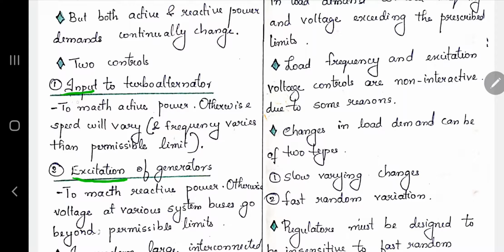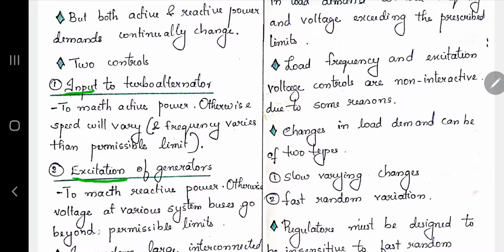Normally the input of the turbo alternator is used for matching the active power. Otherwise, the speed will increase or vary, and it will go out of the permissible limit. The speed and frequency are directly related, so the frequency goes out of the permissible limit.